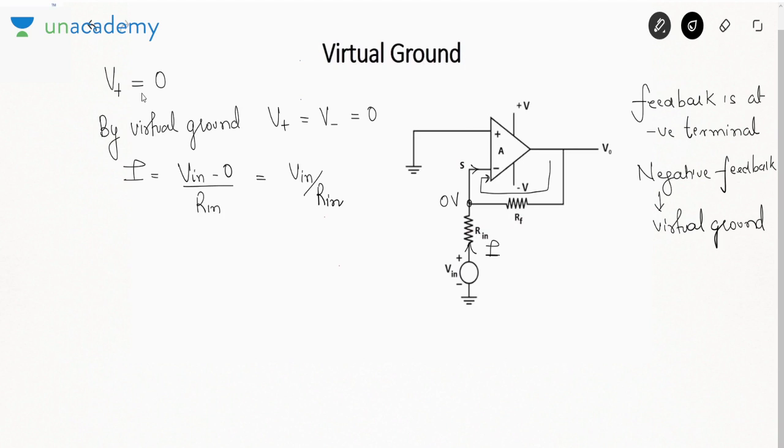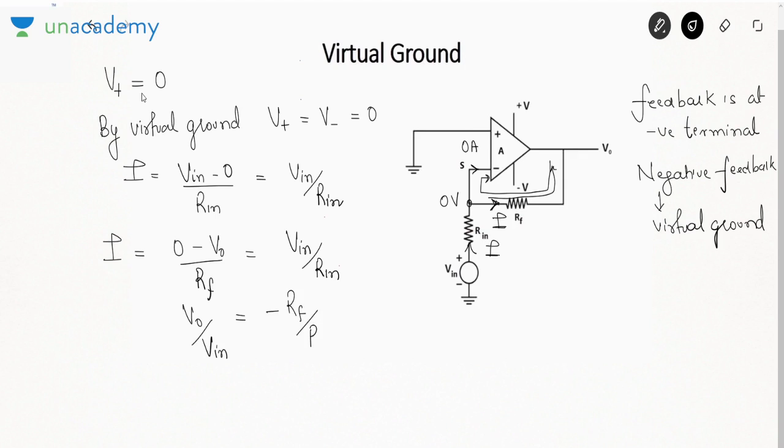Now we know there is no current input to the op-amp. So this current I will flow through this RF. So how can you write I again? It always goes from high to low voltage. So which will be the high voltage? 0. Low voltage V naught. And we know it is V in by R in. So you can say V naught by V in is minus RF by R in.